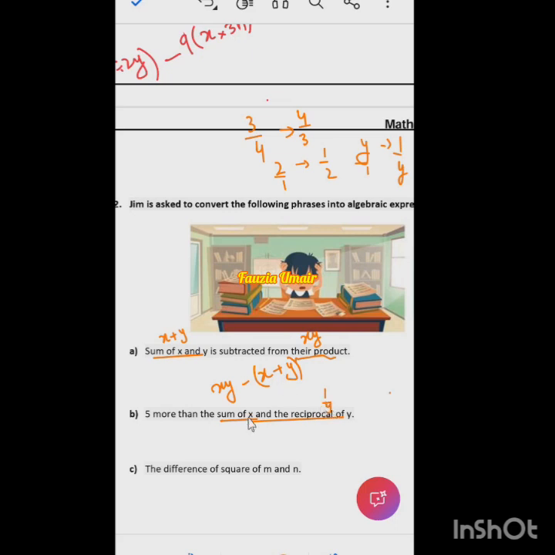So the sum of x and the reciprocal of y. तो कैसे लिखेंगे? x plus 1 by y. Very good. x plus 1 by y.